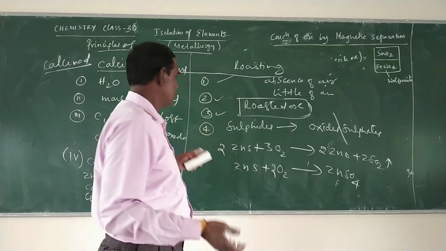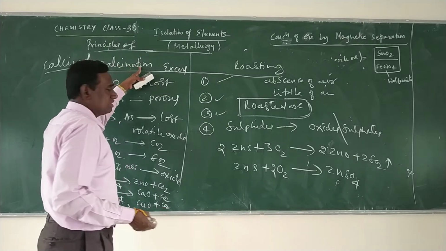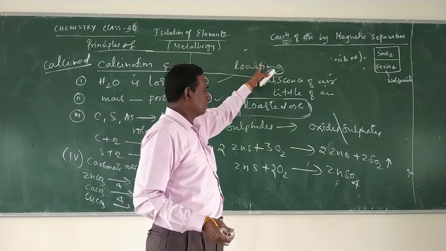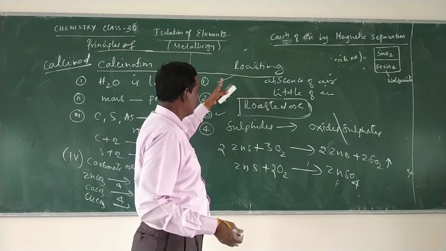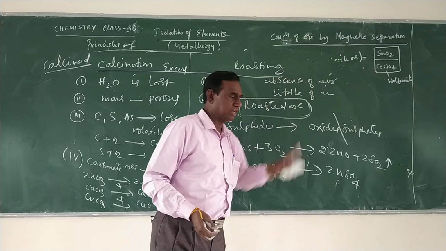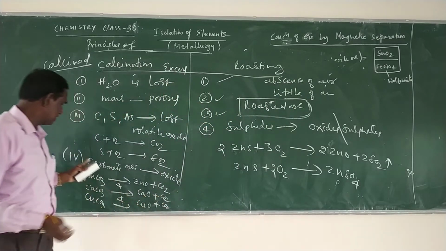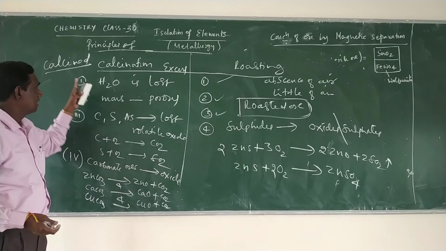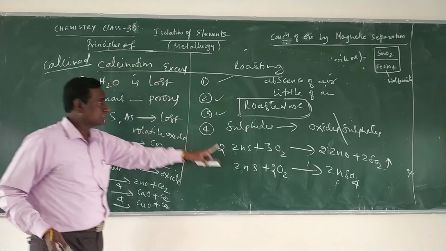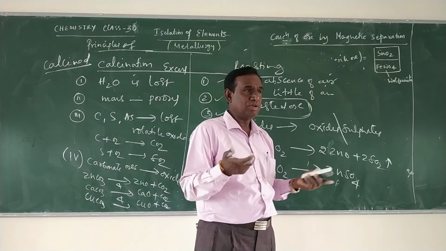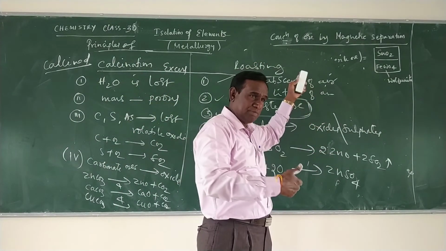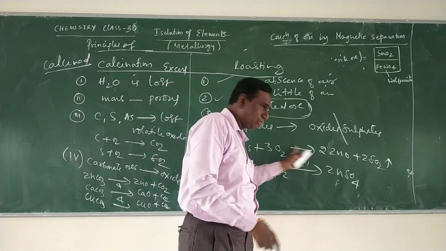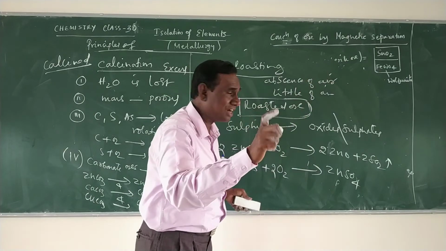What are the differences? Calcination takes place in the excess of air. The ore is heated in the excess of air. But in the roasting, the ore is heated in the absence of air or little amount of air. And another difference is that carbonate ores are subjected to calcination, sulfide ores are subjected to roasting. Similarities are the same.